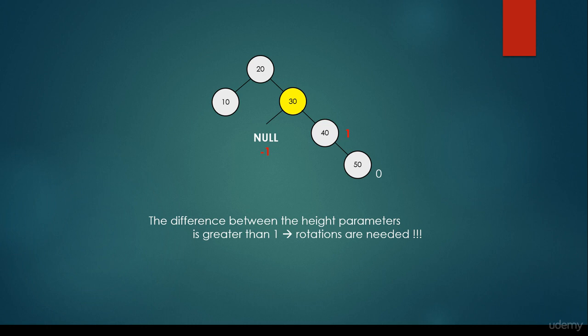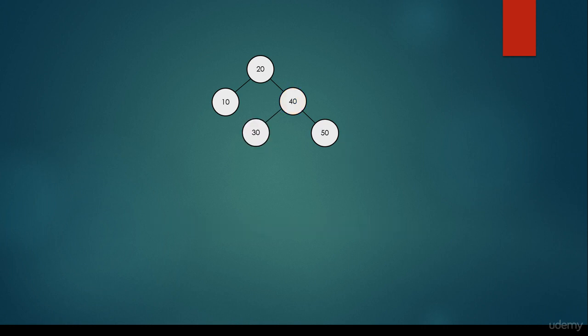Keep going in the direction of the root node. This 30 has a left subtree with the null pointer basically, with height parameter -1, and the right subtree starting with the node 40 with the height parameter 1. The difference between the height parameters is greater than 1, so we have to make a rotation. This is basically the doubly right heavy situation, so we just have to rotate this node 30 to the left. Okay. Let's keep on inserting items.